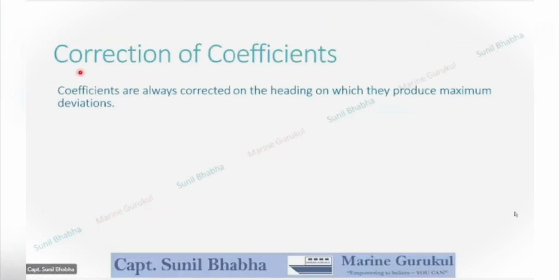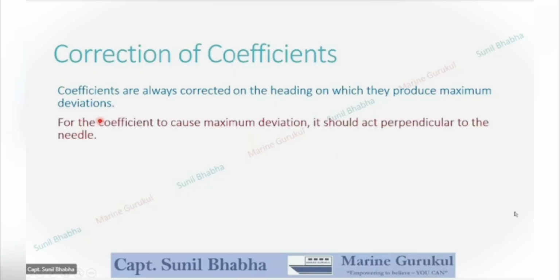Now moving on to the correction of coefficient B. Coefficients are always corrected on the heading on which they produce maximum deviations. Now the first thing which the compass adjuster needs to know is on which heading should I correct coefficient B. So we should always remember coefficients are always corrected on the heading on which they produce maximum deviation. Now coefficient B produces maximum deviation on easterly or westerly heading. So that is where it is corrected.